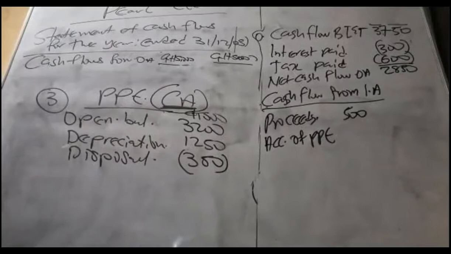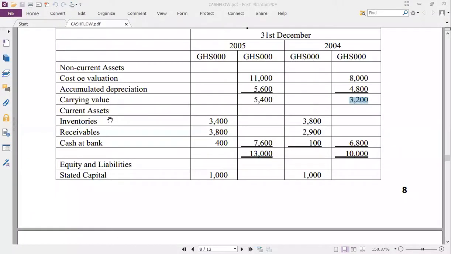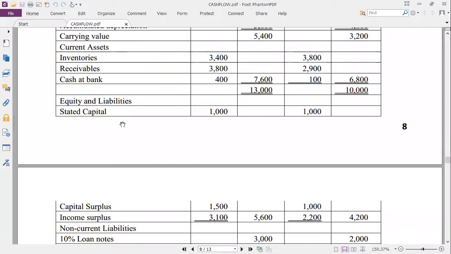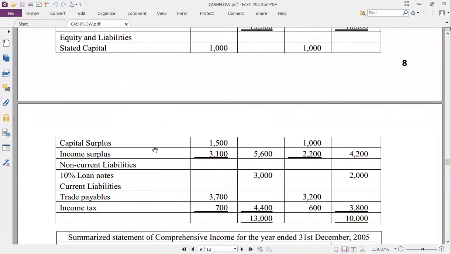Is there any revaluation gain or loss during the year? They told us that the movement in the capital surplus is what? Revaluation that they had on non-depreciable land. So the capital surplus balance, where is it? Capital surplus, okay, yes, it's good. So opening balance is 1,000, closing balance is what? 1,500. So it has increased by 500. So that means during the year, they had a revaluation gain of what? 500.